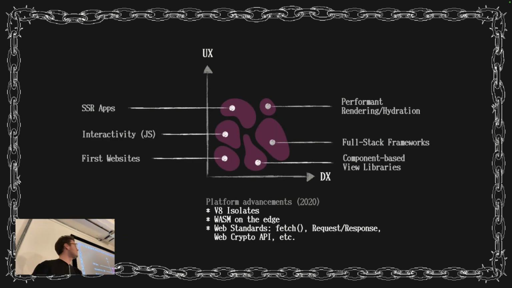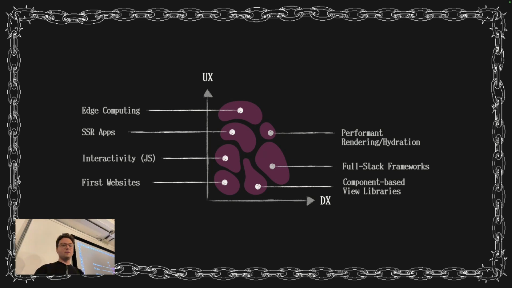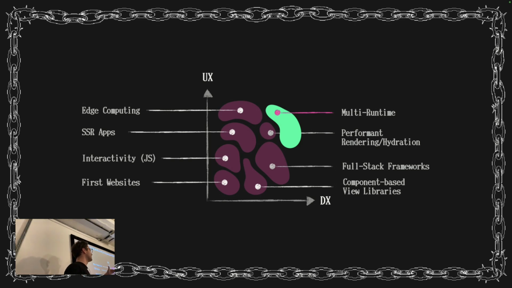So this is not a new thing. CDNs were around for quite a long time. And basically, this was an improvement of user experience, right? And then we figured that there are so many runtimes now, so many options, that we need some way to deal with that complexity. And that's why we needed to improve the developer experience. And this is how the concept of multi-runtime was born.